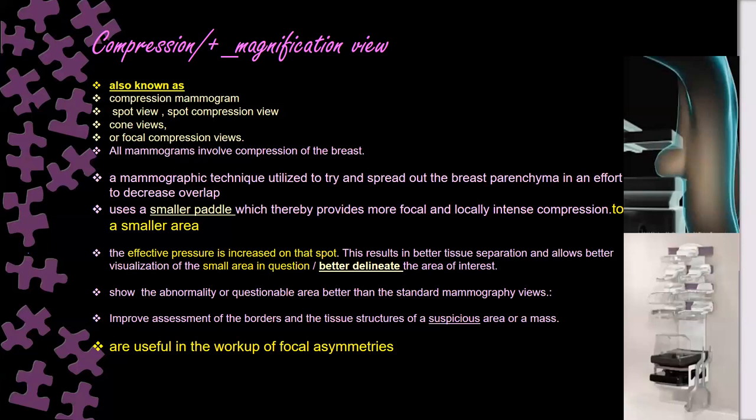Not the bundle that covers the whole breast, but one covering the area of interest, a smaller area, to make further compression to that area, with effective pressure increase on that spot, spreading the parenchyma and resulting in more visualization and better delineation of the area of interest. If there is any abnormality, it will be better visualized. If there is a suspicious area or a mass, it will be more delineated and characterized. And most of the time, this compression is used for areas of asymmetry, probably focal asymmetries.